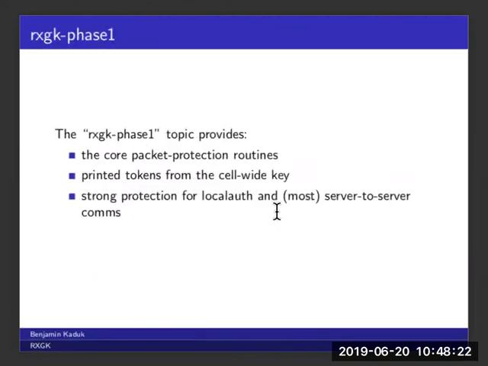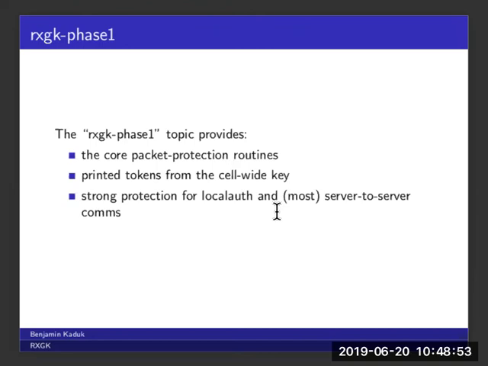And drilling down a little bit more, question? So if we want to drill down a little bit more, the past slide is sort of the concrete of what we need to do in order to get rxgk. We mentioned this rxgk phase 1 yesterday, and that's what we've actually done. So rxgk phase 1 is a set of commits that has been entirely merged into master. And so that is going to be provided in the core packet protection, very important.